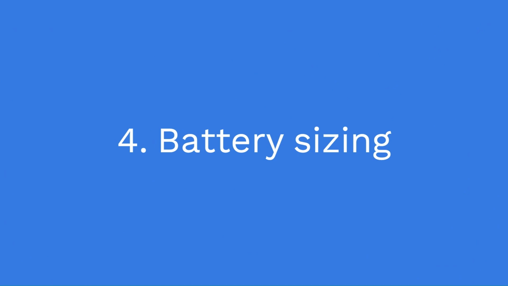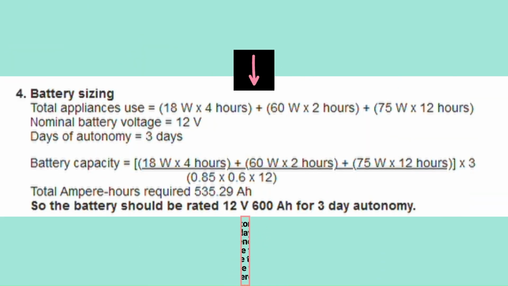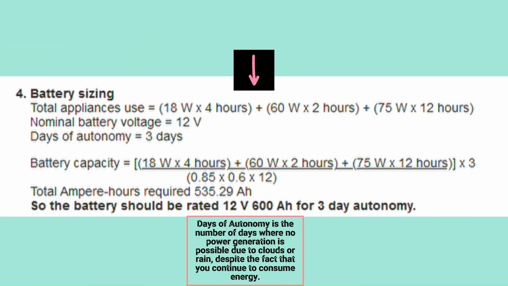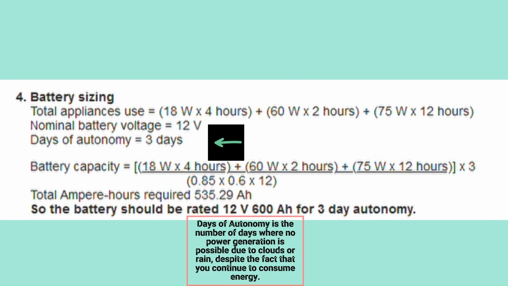Battery sizing. Total appliances used will equal to 18 watts multiplied by 4 hours plus 60 watts multiplied by 2 hours plus 75 watts multiplied by 12 hours. Nominal battery voltage equals 12 volts. Days of autonomy equals 3 days.